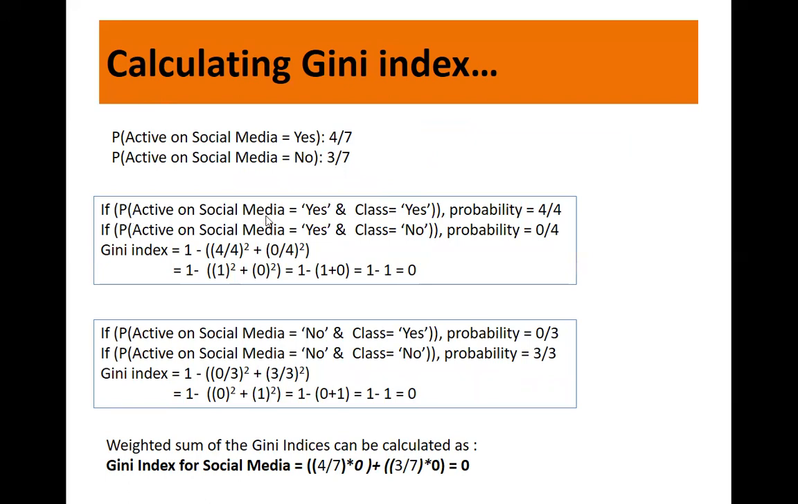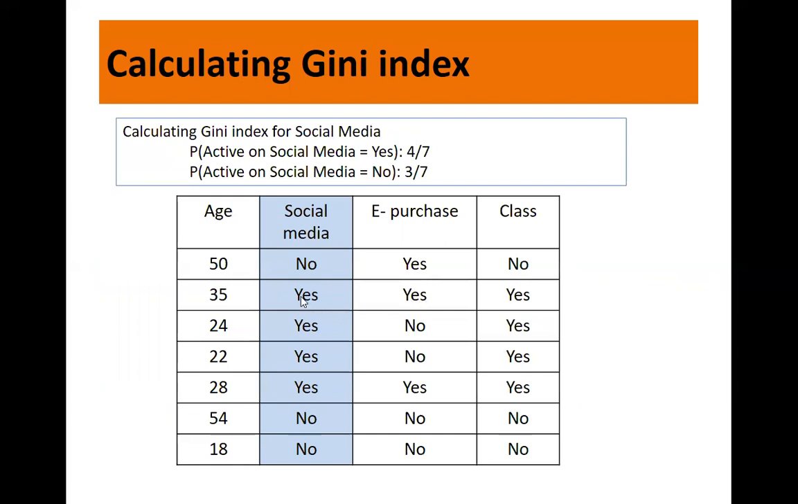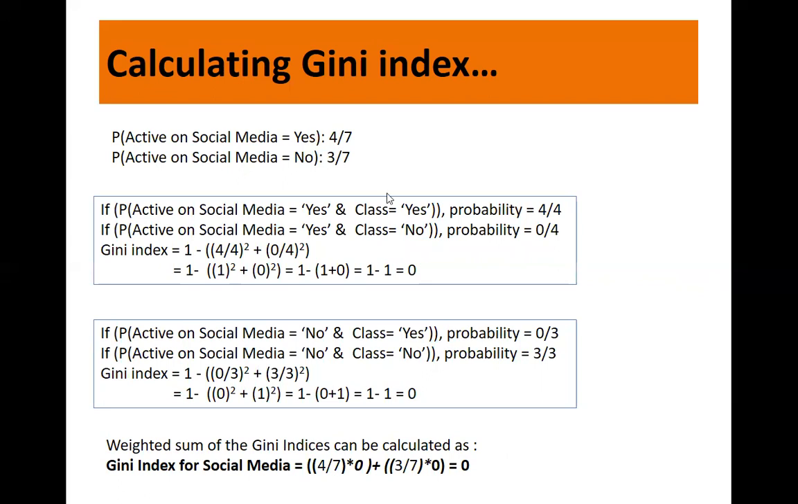So if active on social media is yes and class label is yes, probability is 4/4. Just check it out. Active on social media yes, class label is yes, yes, yes, yes, yes. Similarly, if you check social media no, class label is also no. So if it is yes, probability is 4/4. Active on social media is yes and class is no, that probability is 0/4.